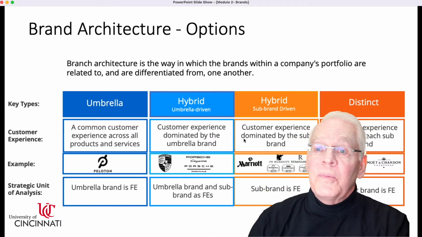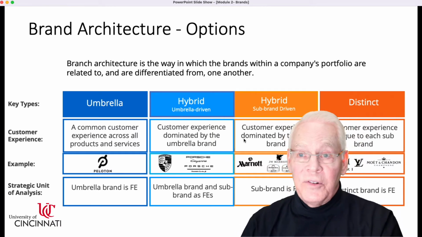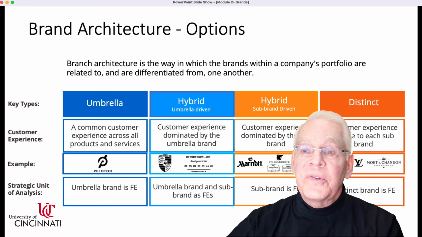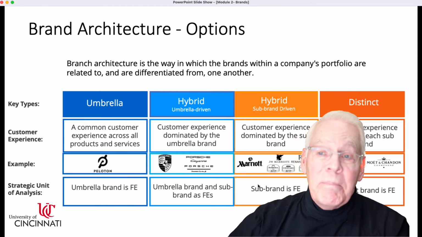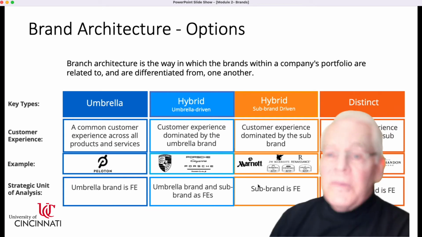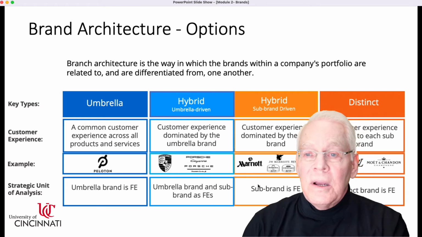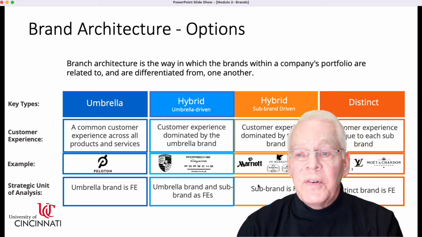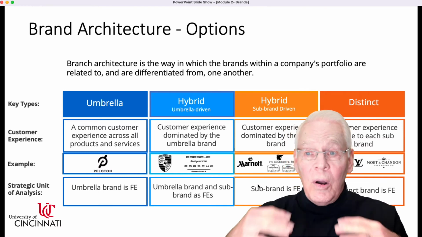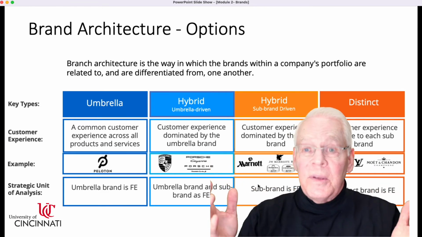Now, this other model is more distinct driven, what we call the hybrid that is more sub-brand driven. And this is where the customer experience is more dominated by the individual sub-brands. Look at a company like Marriott, for example. You can see Marriott has brands like the JW Marriott. It has companies like Courtyard. It has Fairfield Inn, Residence Inn. And each of those have their own brand promise, but they are all organized under the Marriott master brand. So you have a spectrum to deal with here.